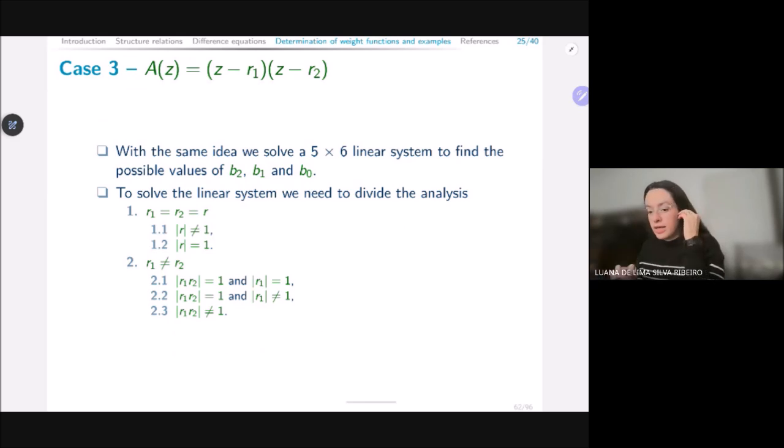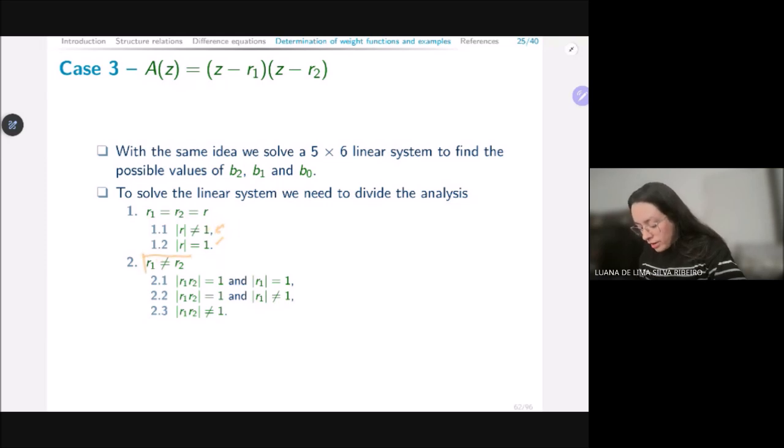So now the idea is quite the same. We consider A(z), a polynomial of degree 2, and we need to find all the conditions for the coefficients B2, B1, and B0, such that W be a positive wave function. Here we need to divide the analysis into more cases. When R2 and R1 are equal, we have two equal zeros, and we need to define when the absolute value of R is equal to 1 and different from 1.